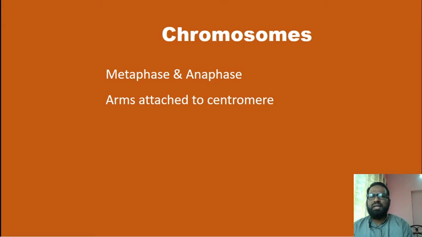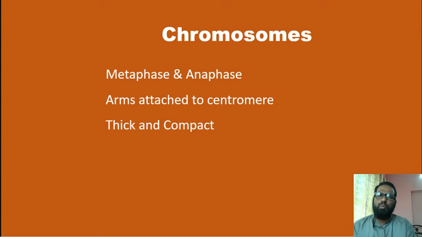The chromosomes generally have arms, and these arms are attached to the centromere. It is a heterochromatin structure, and what we call the centromere is where the arms are attached. If you compare the chromosomes and the chromatin, the chromosomes are highly thick and very compact.